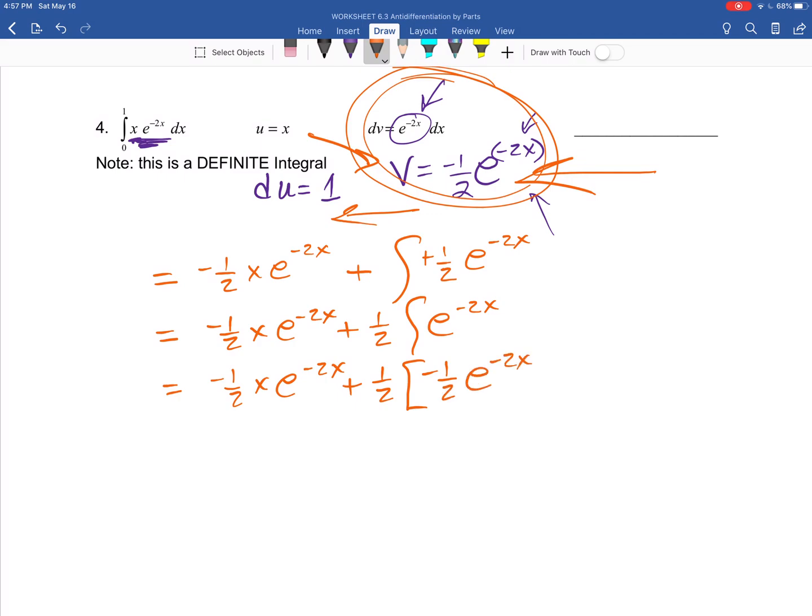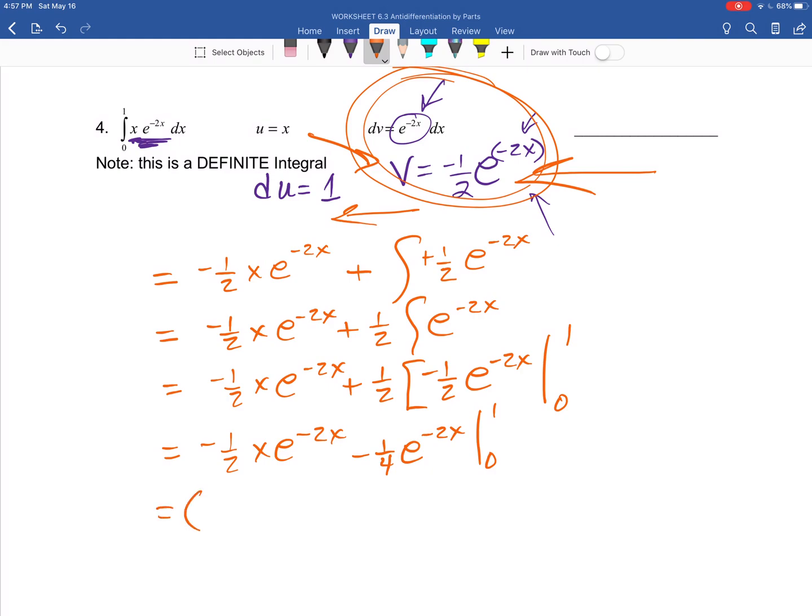Great. Now, we're going to evaluate it from 0 to 1. I'll tell you what, first thing I'm going to do, I'm going to multiply these right here. Negative 1/2 x e to the negative 2x. This is going to be a minus 1/4 e to the negative 2x. Okay, good. There it is. Now let's evaluate it.